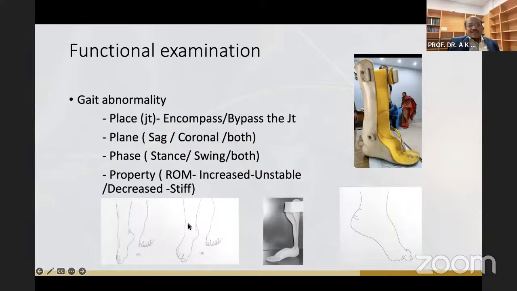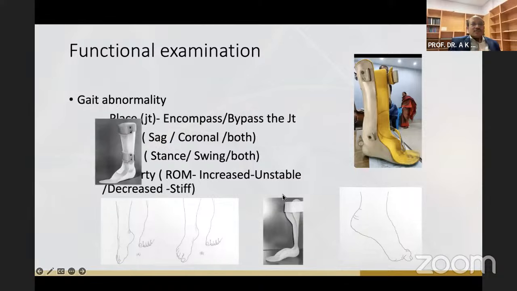And as there is a correction of the medial collapse in the stance phase, we should give this anterior trimline behind the malleolus. So this sort of orthosis is suitable for the stiff joint. Whereas if it is an unstable joint, where there is only a single plane, single phase abnormality and the range of motion is increased, that means increased plantar flexion, then this sort of orthosis is required.